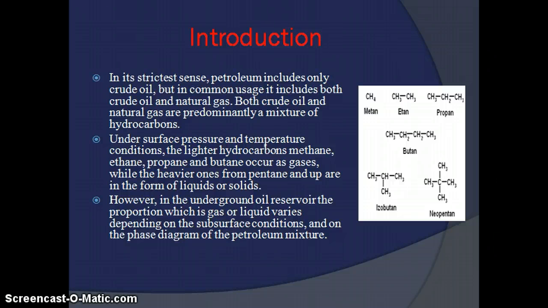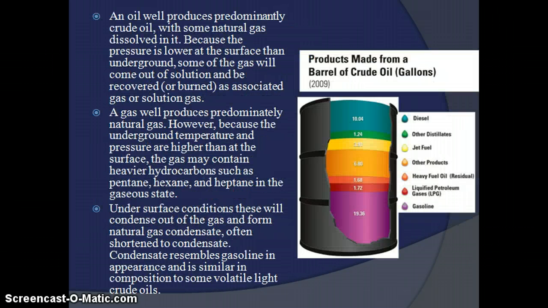Under surface pressure and temperature conditions, the lighter hydrocarbons methane, ethane, propane, and butane occur as gases, while the heavier ones from pentane and up are in the form of liquids or solids. However, in the underground oil reservoir, the proportion, which is gas or liquid, varies depending on the surface conditions and on the phase diagram of the petroleum mixture.